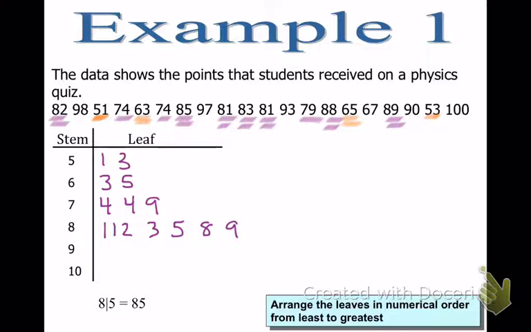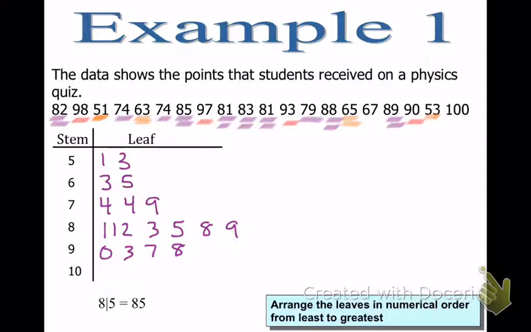Now the 90s. So I have a 98, 97, 93, and 90. That's 4. So 90 goes first. It's the smallest one. 93, 97, and 98.